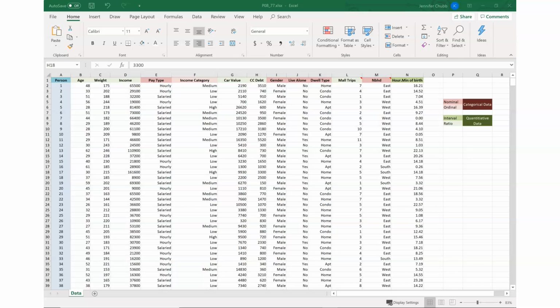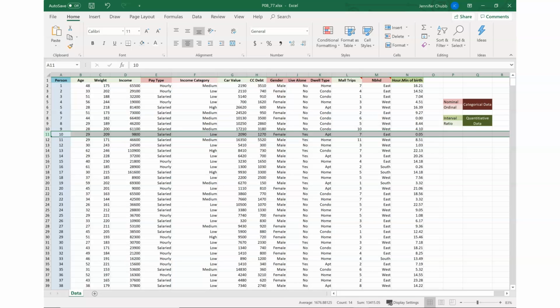The elements in this data set, for example, are people that are indexed by numbers. So we can talk about the first person, the second person, the 12th person. Each individual has associated with it a number of measurements of what we call variables. So all of these things, age, weight, income, pay type, income category, and so on, those are all different variables. And we have observations about each of these individuals. An observation is the set of all measurements that we've made for all of these different variables for one particular individual or element from the data set.